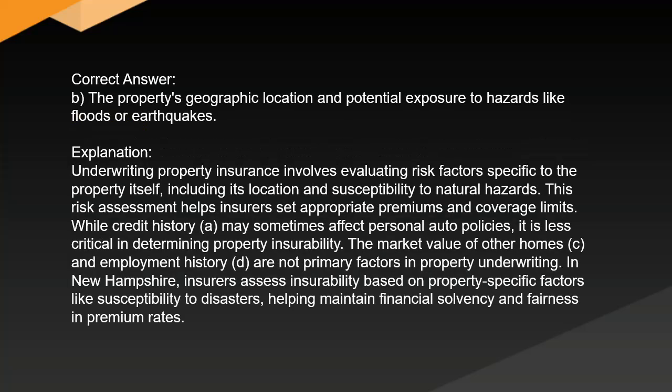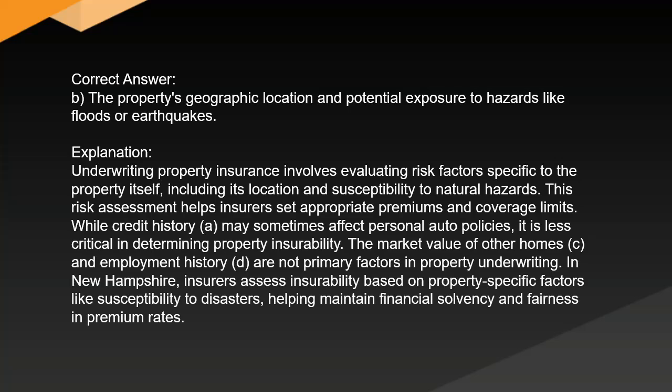Correct answer. B. The property's geographic location and potential exposure to hazards like floods or earthquakes. Explanation. Underwriting property insurance involves evaluating risk factors specific to the property itself, including its location and susceptibility to natural hazards. This risk assessment helps insurers set appropriate premiums and coverage limits.